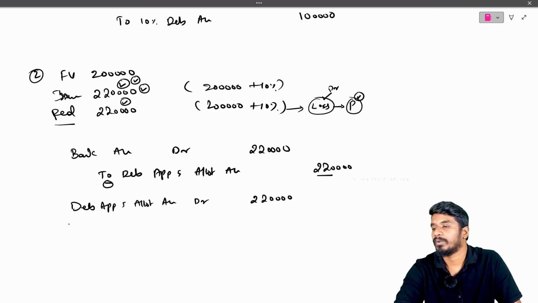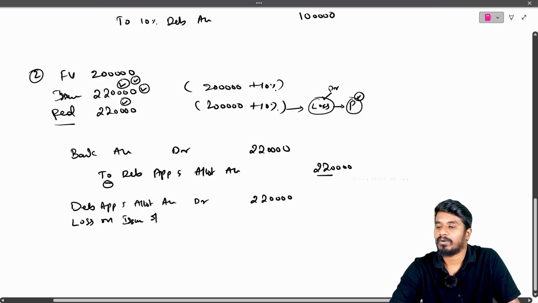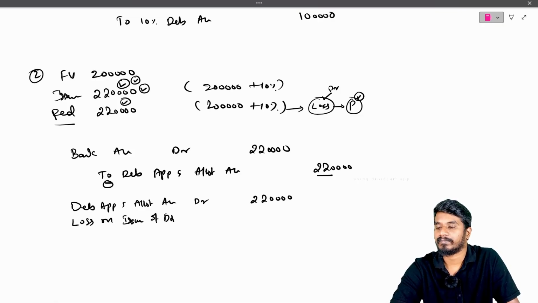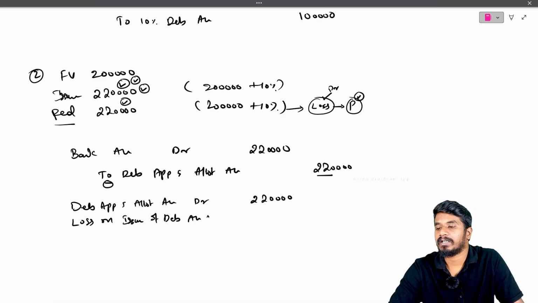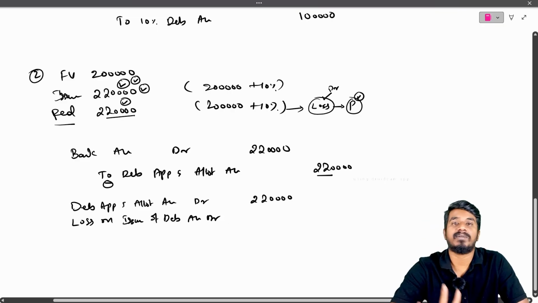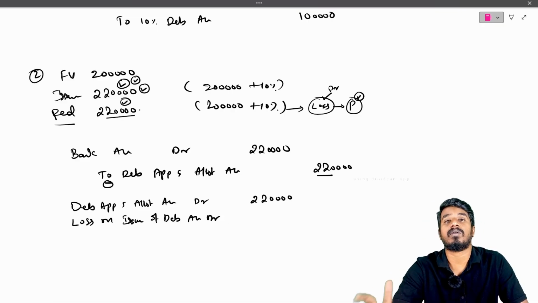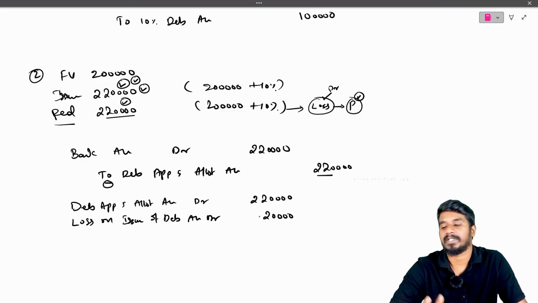Let us see how we can show it. The first thing, loss on issue of debenture. Let me write it. Debenture account will get debited. So how much are we getting as loss? 20,000 because of premium on redemption. Correct. 20,000 is the loss. Extra we are paying.